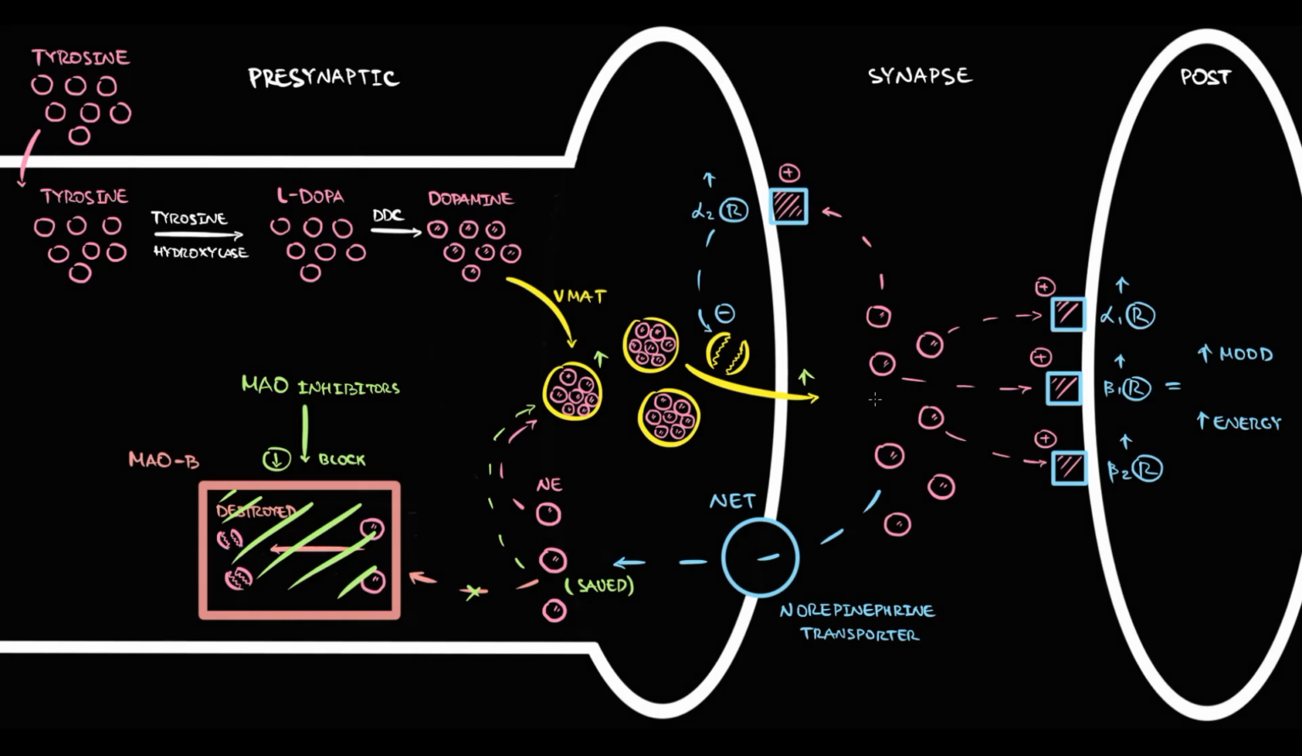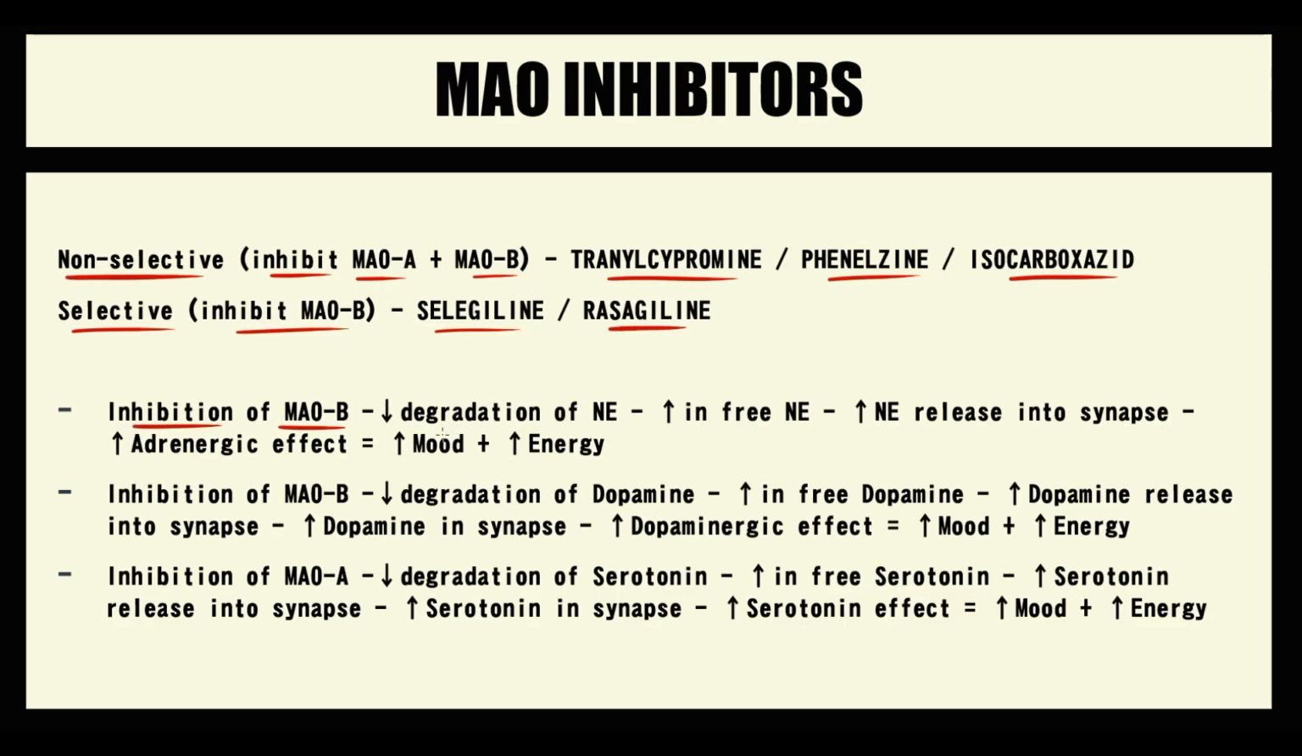The higher the amount of norepinephrine molecules in the vesicles, the higher the secretion of norepinephrine into the synapse. And with the increasing amount of norepinephrine in the synapse, the stimulation of adrenergic receptors increases, and thereby, potentially, the better becomes the mood and the more energy increases. So, with inhibition of monoamine oxidase B, degradation of norepinephrine decreases. This causes increasing amount of free norepinephrine molecules in the presynaptic neuron, thereby the release of norepinephrine into the synapse increases. And the greater is the amount of norepinephrine in the synapse, the greater is the adrenergic effect, and thereby the better becomes the mood and energy increases.